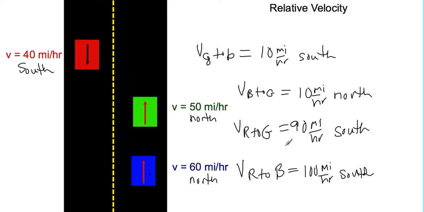If I want to go just the opposite and talk about the velocity of the green to the red, and treat this as something that's not moving and think about these moving towards it, this would be 90 miles per hour to the north, approaching the red car. So between the two cars, the amount of velocity is the same. It's just the total direction that it's moving. Okay, so that's when we're talking about relative velocities.